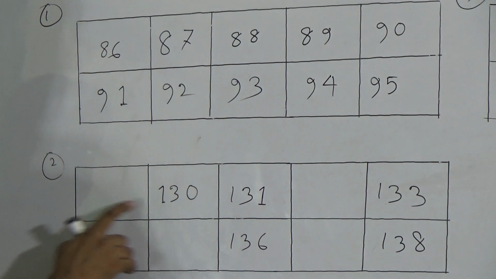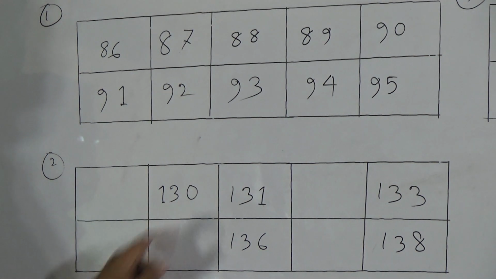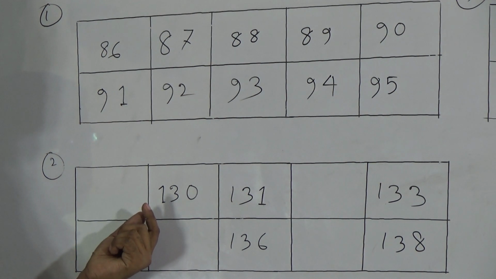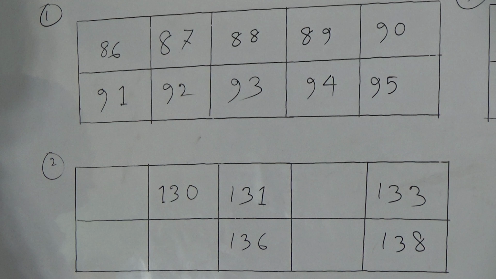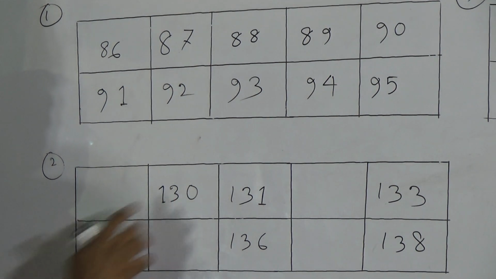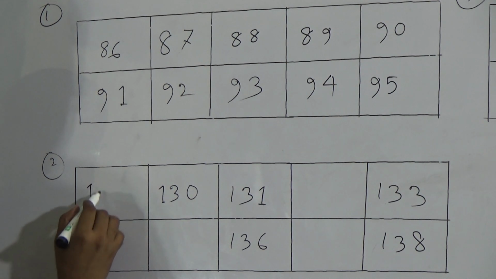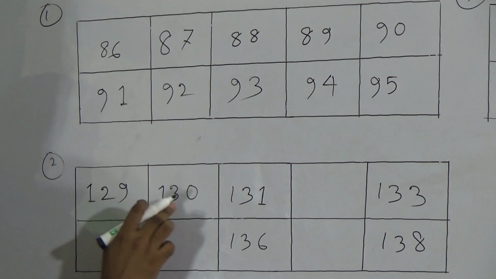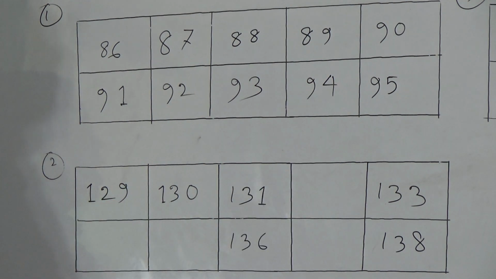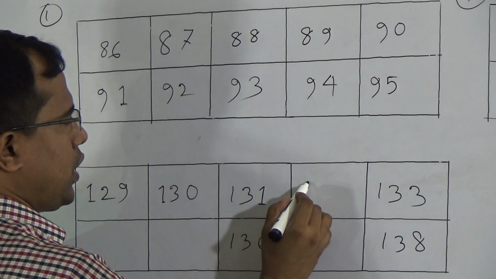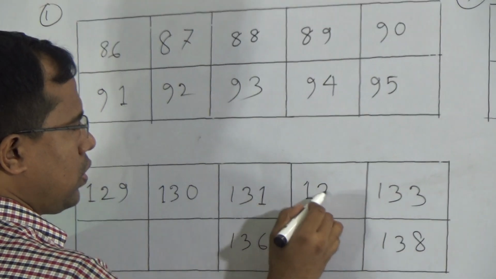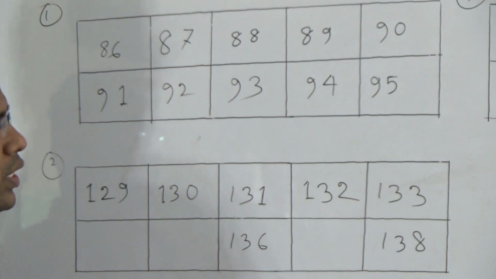Dear students, here the second number is given. The second number is 130. We have to write the first number. Which number will be the previous of 130, or previous number of 130? It will be 129. After 129, 130 will come. So we have to write here 1, 2, 9, 129, 130, 131, then 132 will come. So we'll write here 1, 3, 2, then 133.